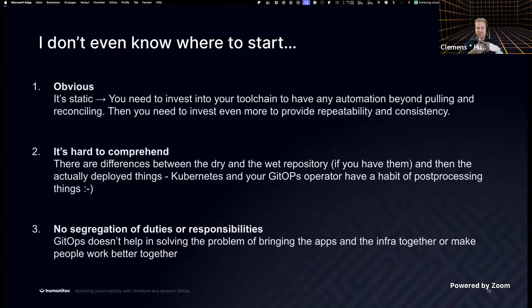Everything I talked about is static by nature. You need to invest majorly into your toolchain to have any automation beyond pulling the changes in and reconciling them, which your GitOps operator like Argo CD or Flux is able to do for you. But if you want to have automation beyond that, then you need to invest even more. Not only to have it, but also to keep it alive and to keep what that tool is doing repeatable and consistent. Let's say, for example, you're having that Postgres operator, which is constructing a Postgres database.